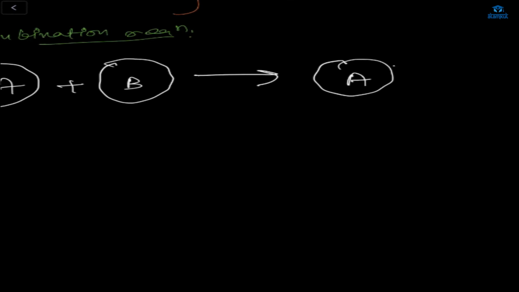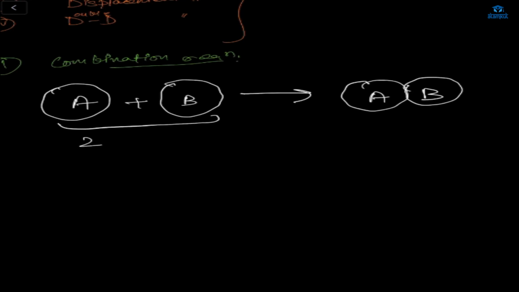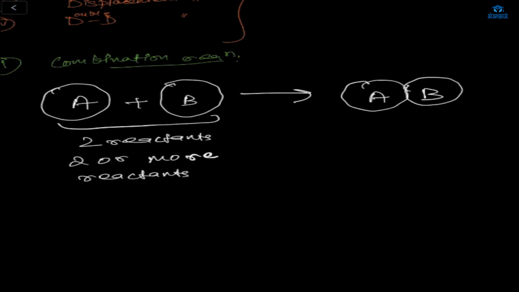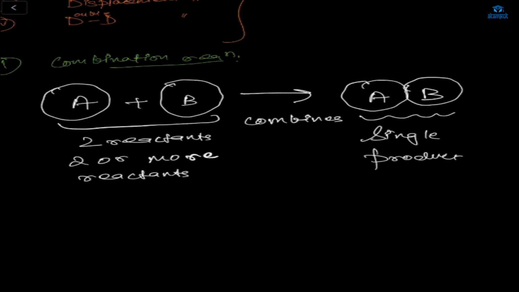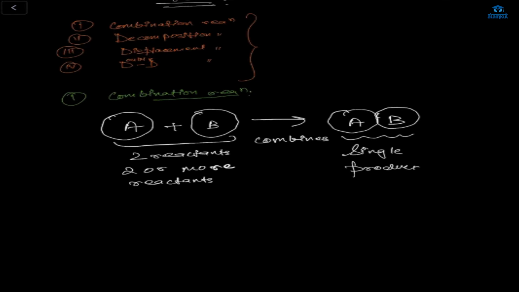It means A and B are combined. Easy. These are two reactants. We can also use two or more here. Two or more reactants combine to form a single product. Just a minute, guys. Sorry for the disturbance. Got it? What is a combination reaction? When two or more reactants combine to form a single product.